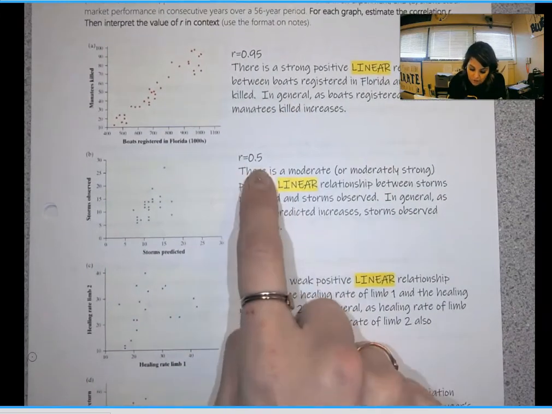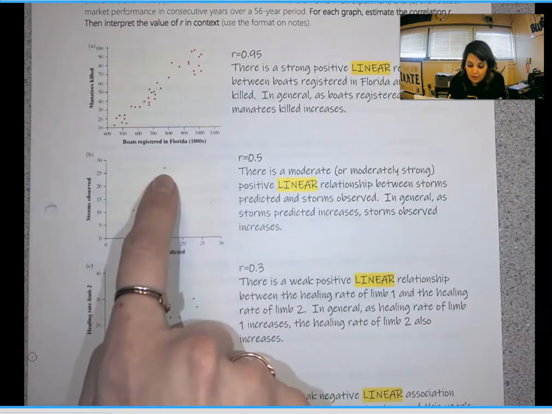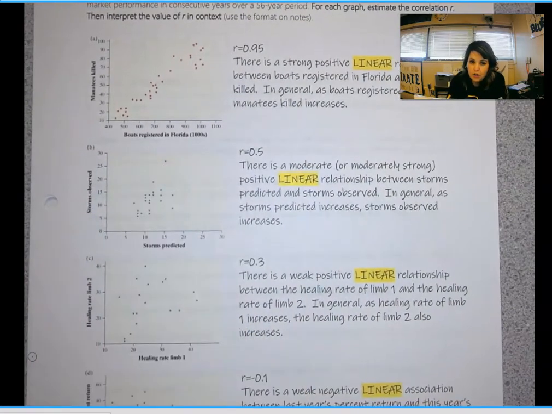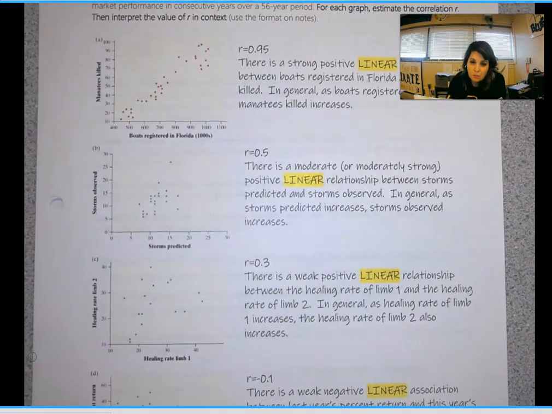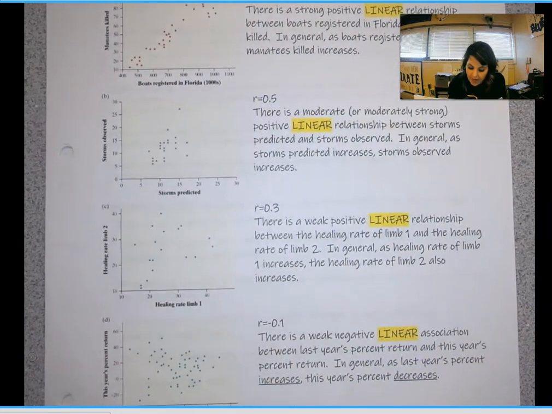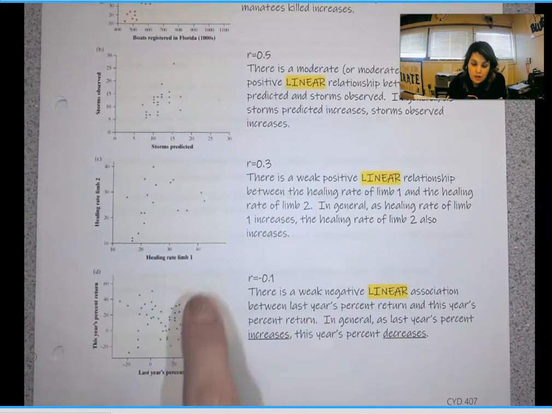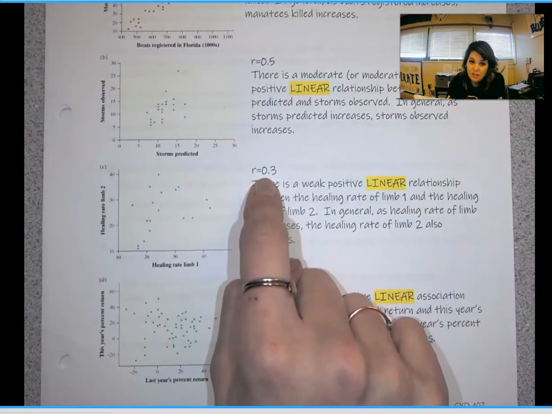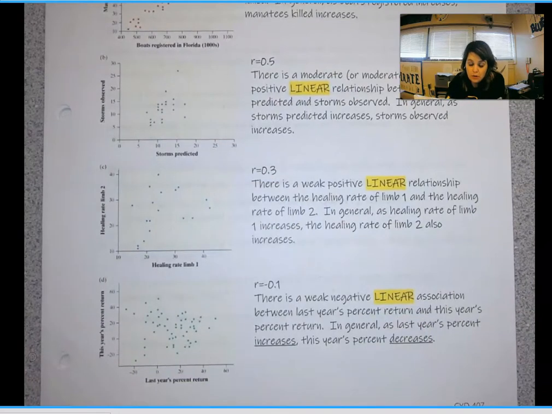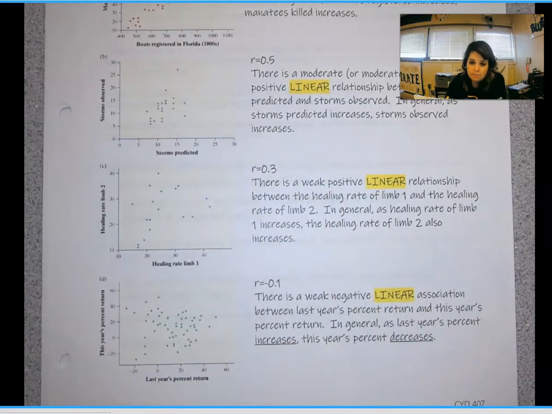They had this one at 0.5. Without that point, it would probably be a little bit stronger. With or without that point, I would say it's moderately strong. C, they have as weak positive linear. I wouldn't give it as high as 0.3 personally. I honestly think that that's a lot closer to 0, but I do think it's a weak positive linear relationship.